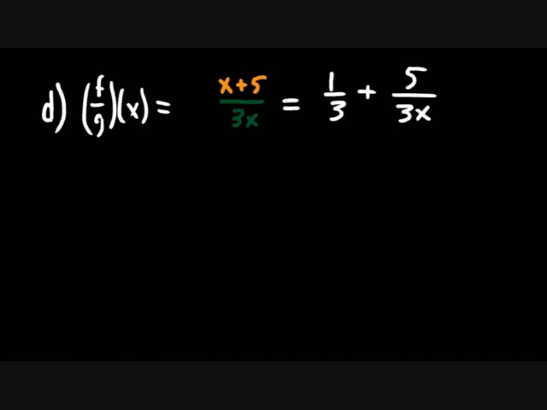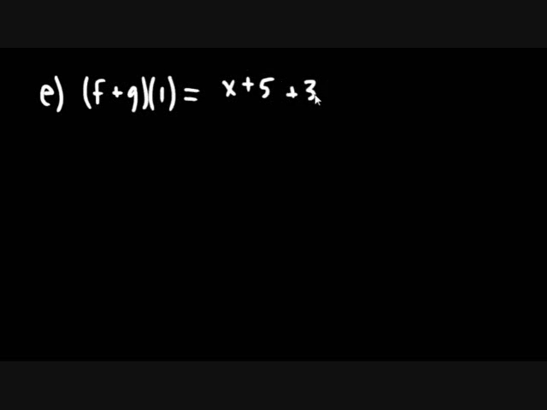So for part E, we're plugging in an x value of 1. And so we're going to get a specific y value, the f plus g of 1. So this is the same as saying we're going to take f of 1 plus g of 1. So f of x is x plus 5, so 1 plus 5 is 6. g of 1 is 3x, so 3 times 1 is 3. So 6 plus 3 is 9. And that's going to be the answer.